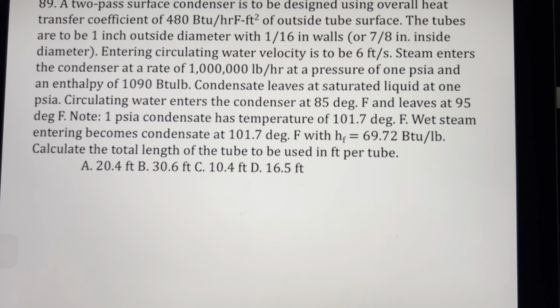Okay, for our final follow-up question, calculate the total length of the tube to be used in feet per tube. So from our two previous similar problems, we have calculated our number of tubes and total length of tubes. So this time, we will be calculating the length of the tube to be used in feet per tube. So from our unit of feet per tube, obviously, we have to take the ratio of the total length used and the number of tubes used.